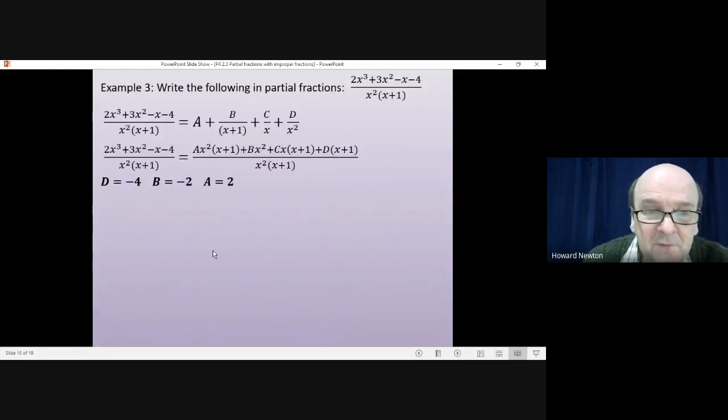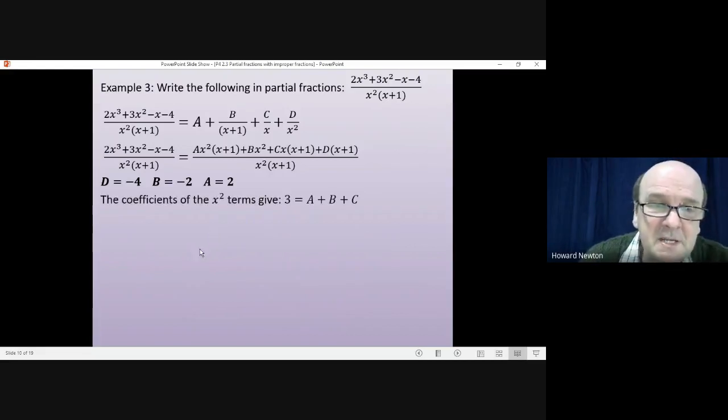So that's what we've done so far. We found d, b, and a. We still need to find c. The easiest way to find c is to go down a power and look at the coefficients of the x squared term. On the left-hand side, we've got 3x squared, so the coefficient is 3.